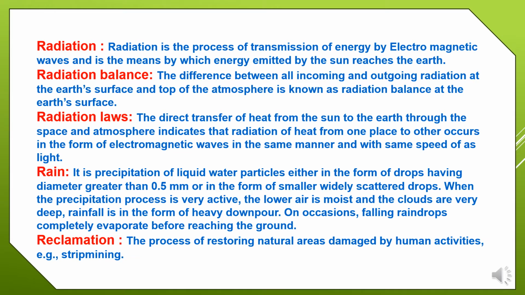Rain. It is precipitation of liquid water particles either in the form of drops having diameter greater than 0.5 mm or in the form of smaller, widely scattered drops. When the precipitation process is very active, the lower air is moist and the clouds are very deep, rainfall is in the form of heavy downpour. On occasions, falling raindrops completely evaporate before reaching the ground.